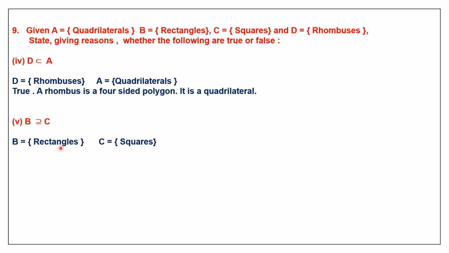Opposite sides are equal and their angles are 90 degrees. So we can say that B is a superset of C. The statement is true. Squares have the properties of rectangles. Next question. Well, how do we read this?